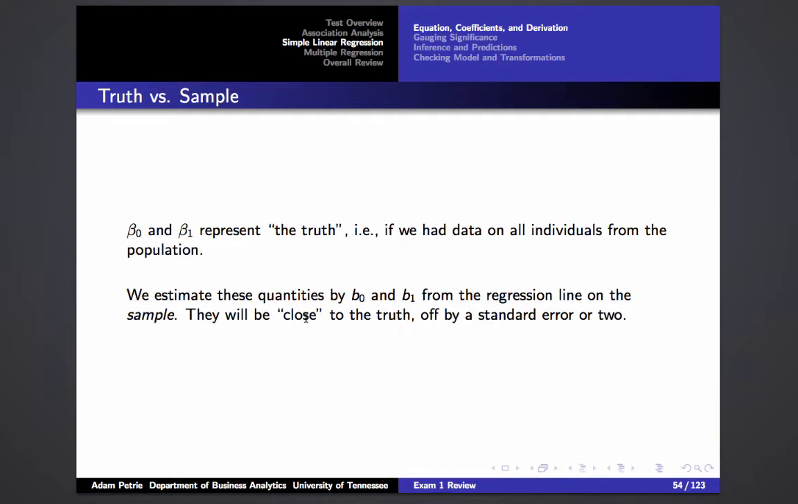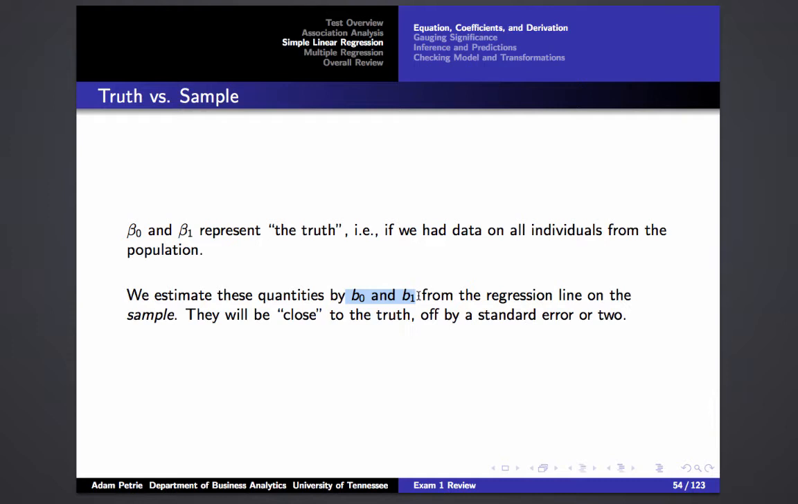Okay, a note about notation. I kind of touched on this already. Beta 0 and beta 1 represent the truth. Basically, if we had data on every single individual in the population, this would be the intercept and the slope that we would measure for their least squares regression line. Now, we only have a sample, unfortunately, so when we estimate these quantities from the data and find the least squares regression line that best fits the data, we're going to call the intercept and the slope B0 and B1 to represent that those are just our best guesses.